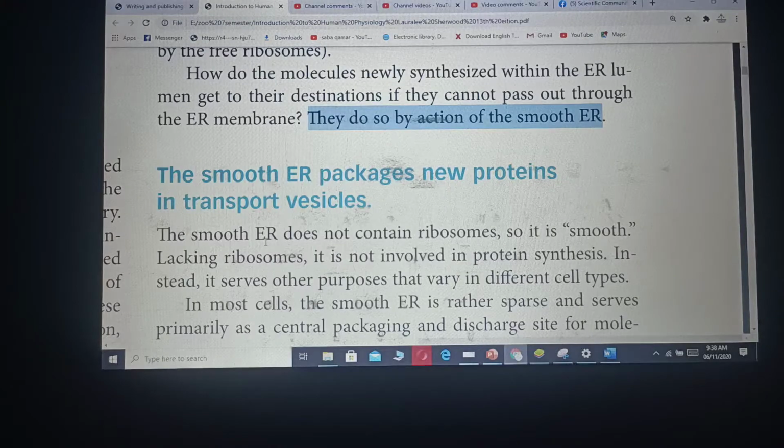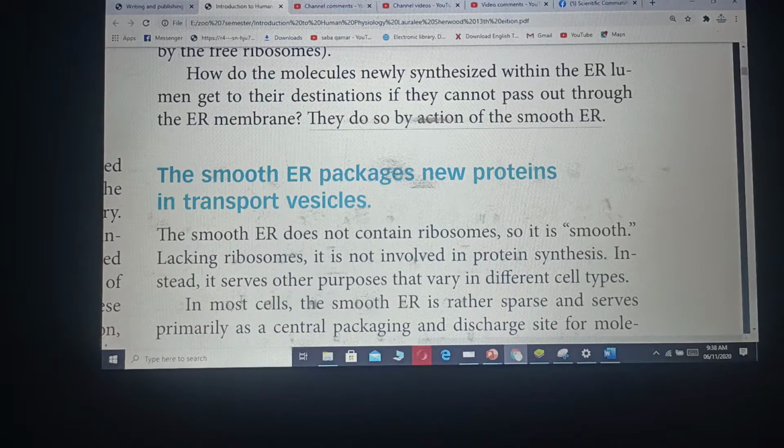The reason why it is known as smooth is that the smooth endoplasmic reticulum doesn't contain any ribosomes. It has smooth surfaces. So lacking ribosomes, it is not involved in protein synthesis. Always remember that there are no ribosomes attached to the smooth endoplasmic reticulum. Instead it serves other purposes that vary in different cell types.